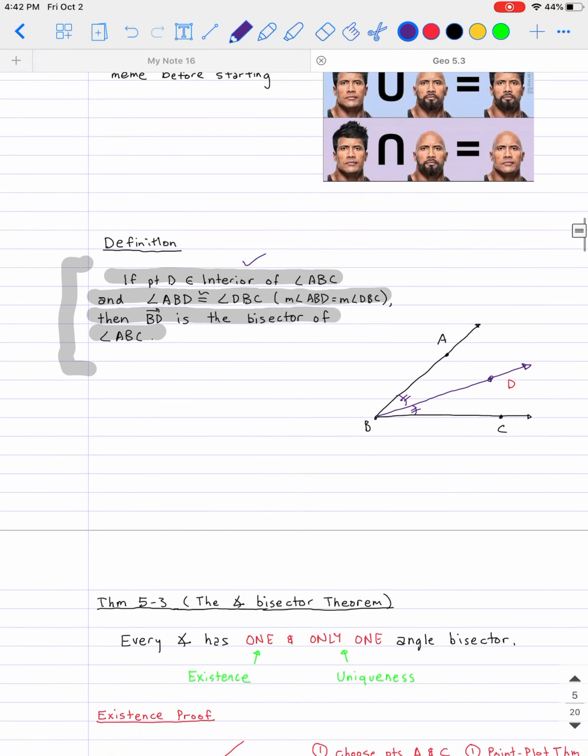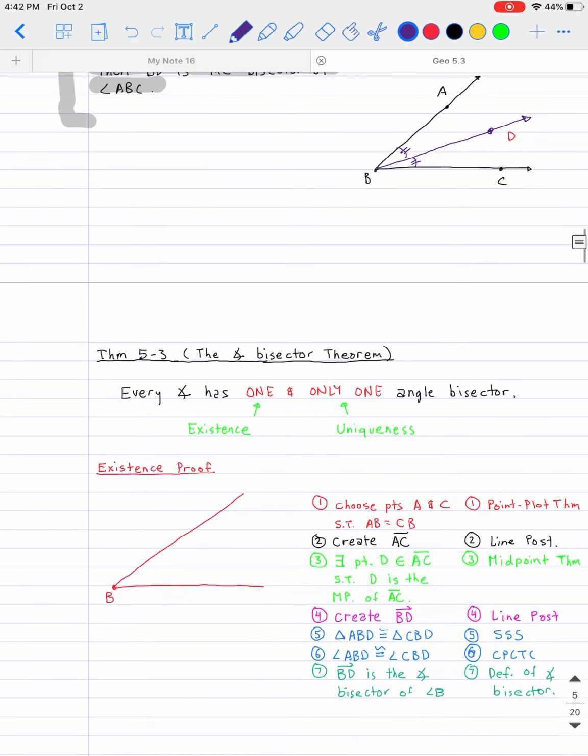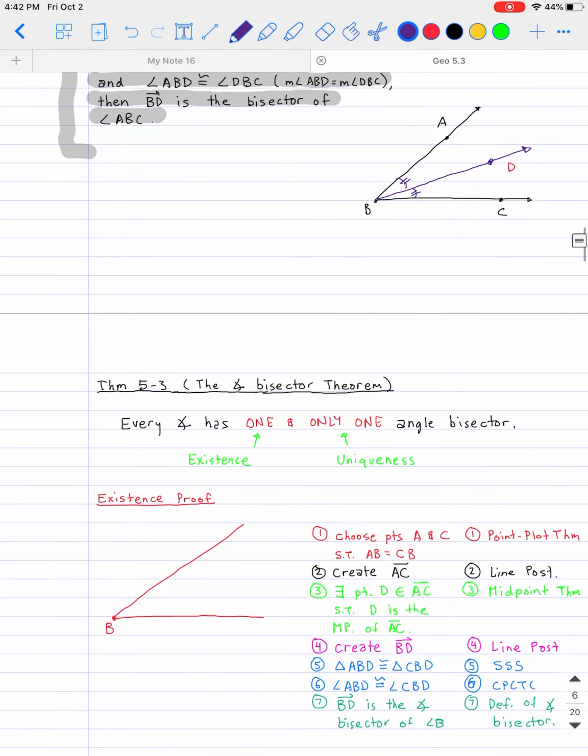Now that we know how the angle bisector works, let's look at what is known as the angle bisector theorem. This one is a little strange because it's one of those theorems that shows something called existence and uniqueness, which I will explain in just a little bit. So here it is, Theorem 5.3, the angle bisector theorem. We are saying that every angle has one and only one angle bisector.